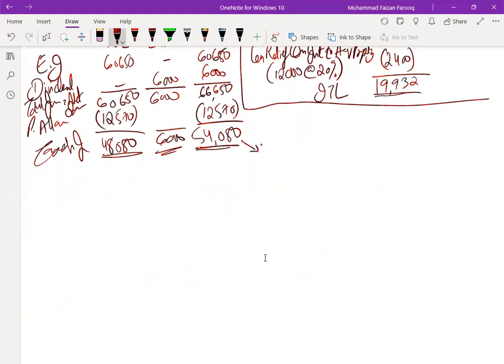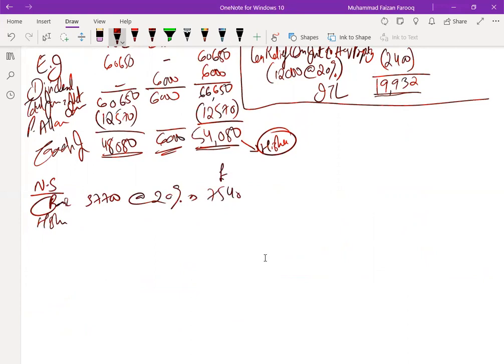This guy is again a higher band taxpayer. Non-savings, basic band, 37,700 at the rate of 20%. How much? 7,540. How much excess? 10,380 at 40%, which is 4,152.